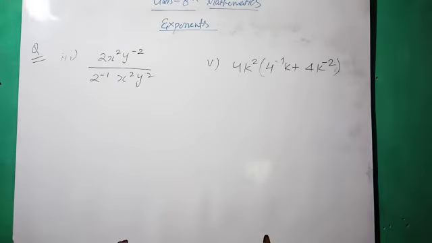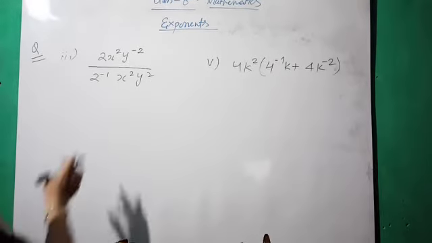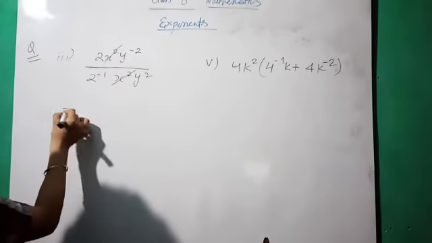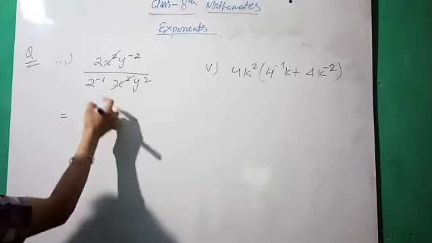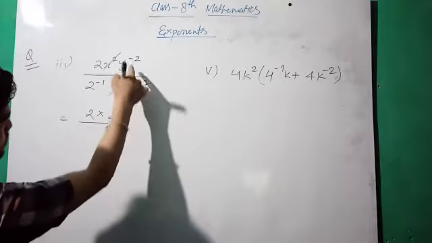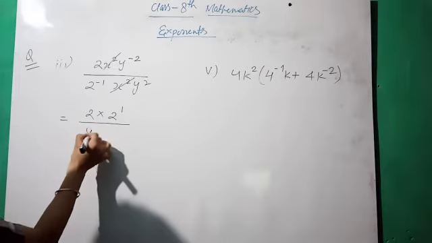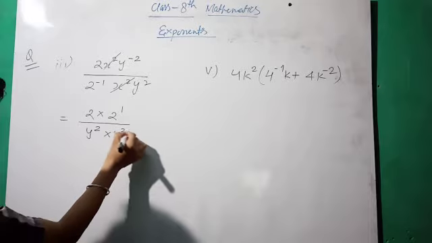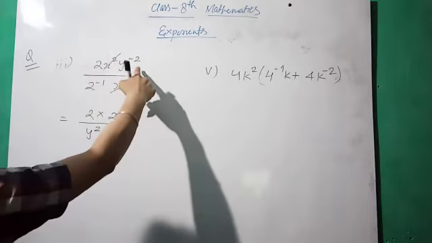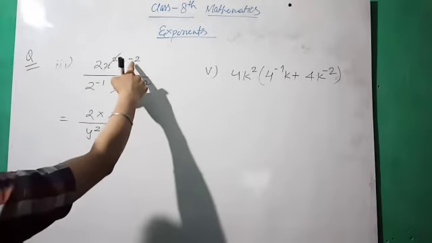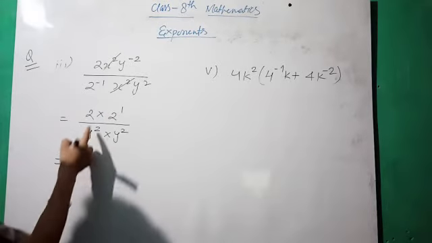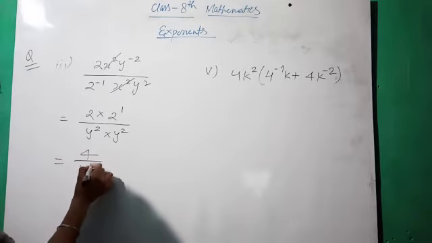Okay, third part. 2x square y to the power minus 2, upon 2 to the power minus 1 x square. So first x square cancels with x square. Now 2 and this 2 is written as 2 to the power 1. And this y to the power minus 2 is written as 1 upon y to the power 2, so y to the power 2 into y to the power 2. Here we just have to remember, whenever we move it to the denominator then the sign changes, or in the form of numerator then again the sign changes. 2 into 2 is 4, 4 upon y to the power 4.